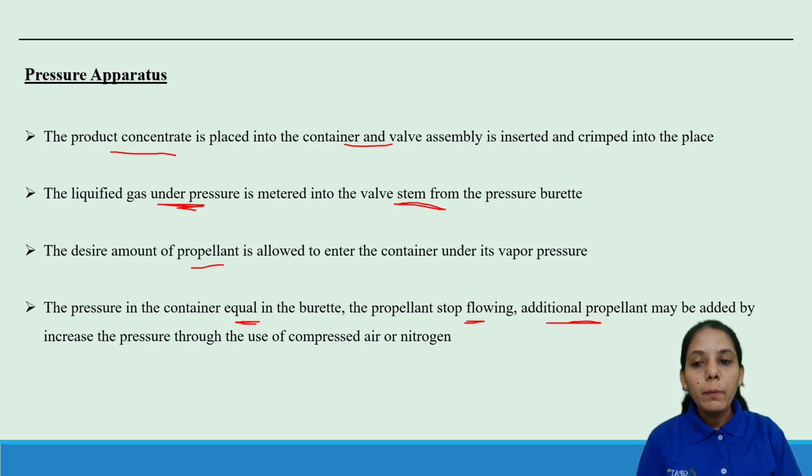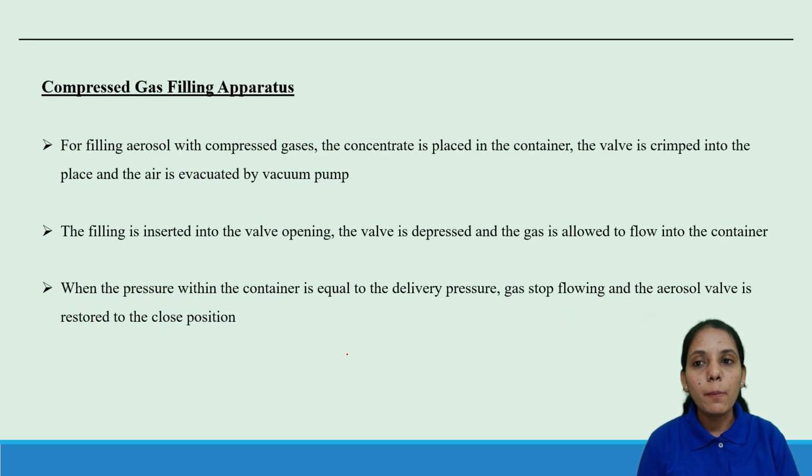Additional propellant may be added by increasing the pressure through the use of compressed gas. Whenever the pressure is equal, the propellant flow will stop. If you want to add more propellant depending upon the dosage form, depending upon the requirement, then the pressure can be increased so that maximum propellant will go inside the container. Since this is based on the pressure, it is known as pressure apparatus.